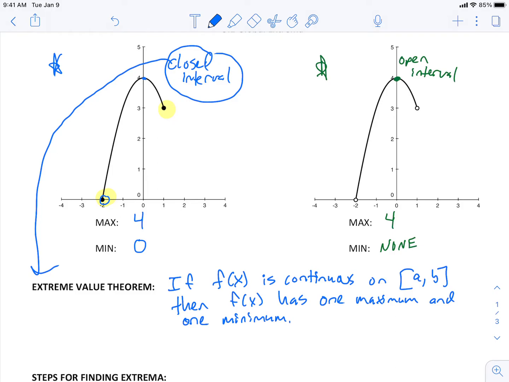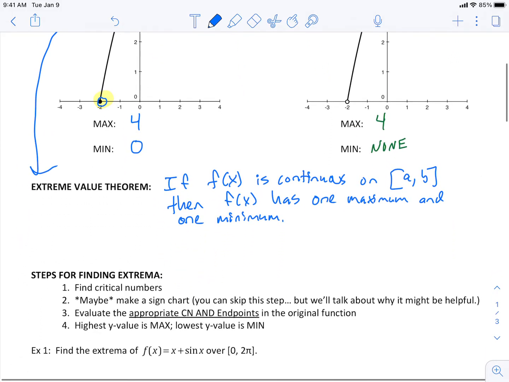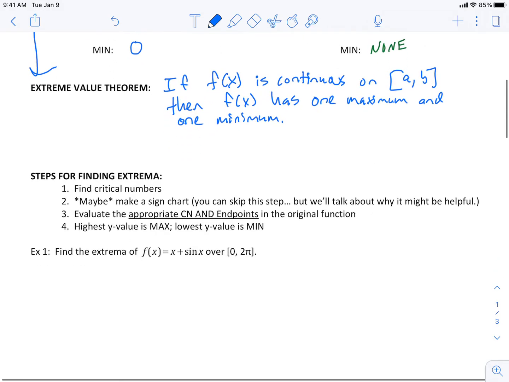When we have an open interval, it's not as clear cut. There might be a minimum and a maximum, but as we saw here, in this scenario where the lowest point is actually open, we can't say that that's a minimum. So we say none in that case. So the extreme value theorem guarantees us one max and one min if the function is continuous and closed on the ends. Now what we're going to be interested in is finding the max or the min over an interval. And so here's the basic roadmap.